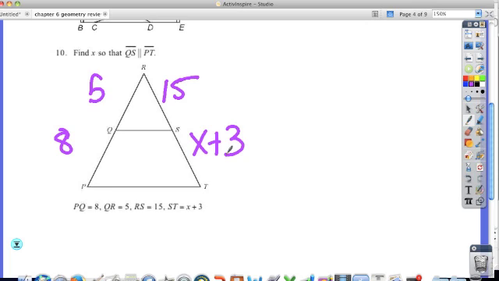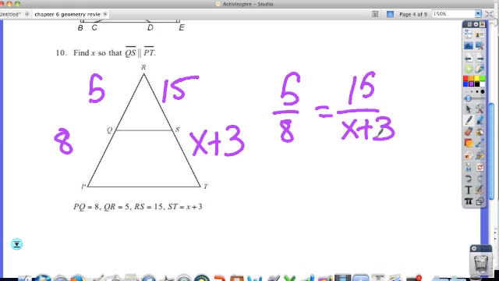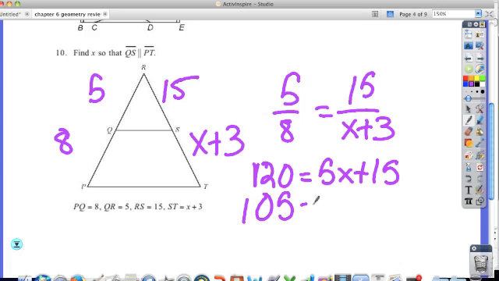Okay, so how am I going to set this up? Well, I did 5 over 8 equals 15 over x plus 3. That works. So then 8 times 15 is 120, right? So when I subtract here, I get 105 equals 5x, and x equals 21. Thrilling. We understand how we got that? Yeah.